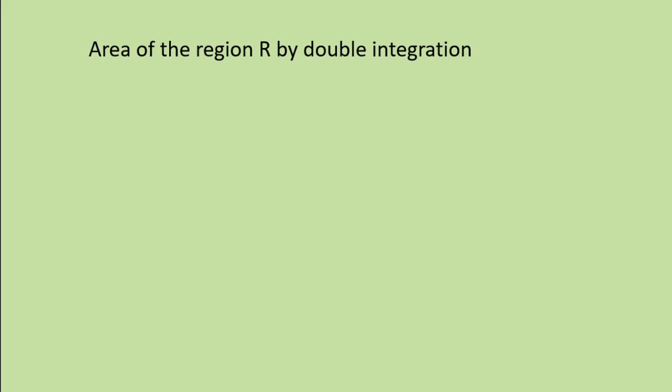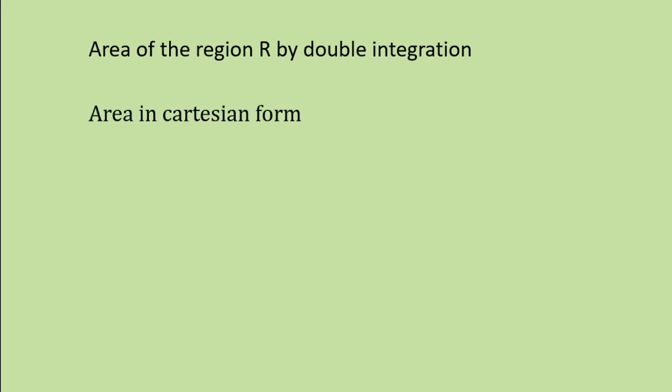Now, finding the area of the region by double integration is easier than the previous concept, because in the previous concept we evaluated the double integral of f of x, y in the given region R. Now, to find the area of the region, you integrate 1 in that region, so you will get the area of the region.